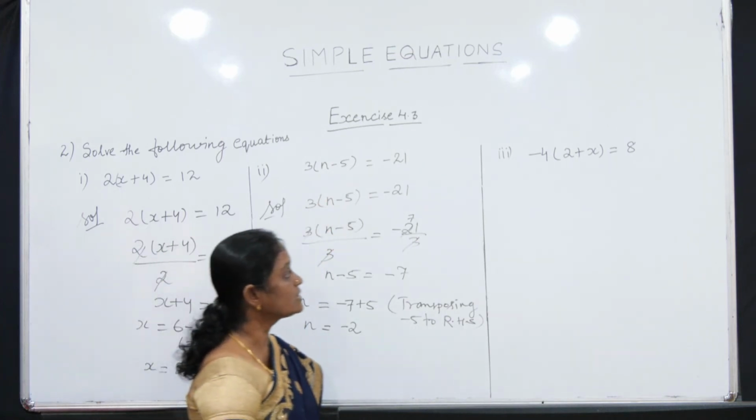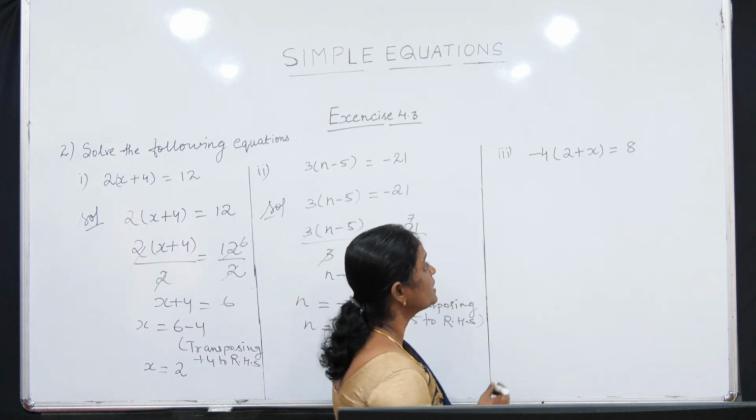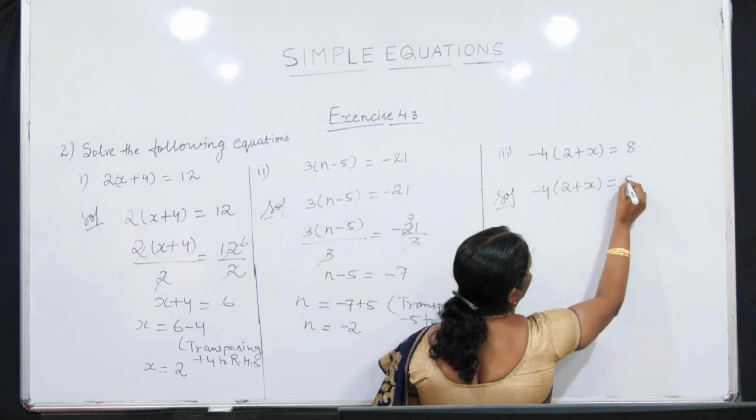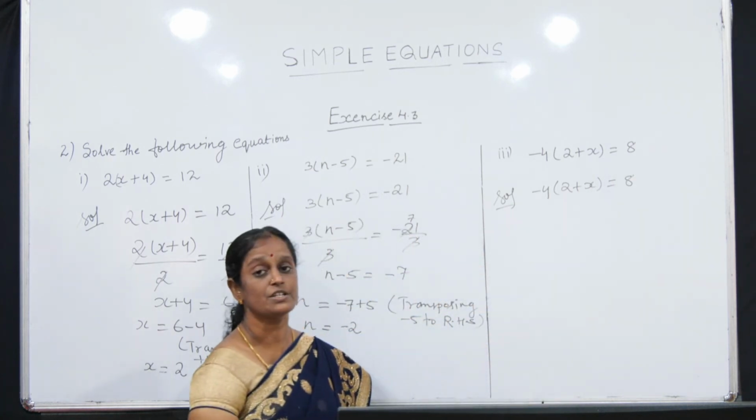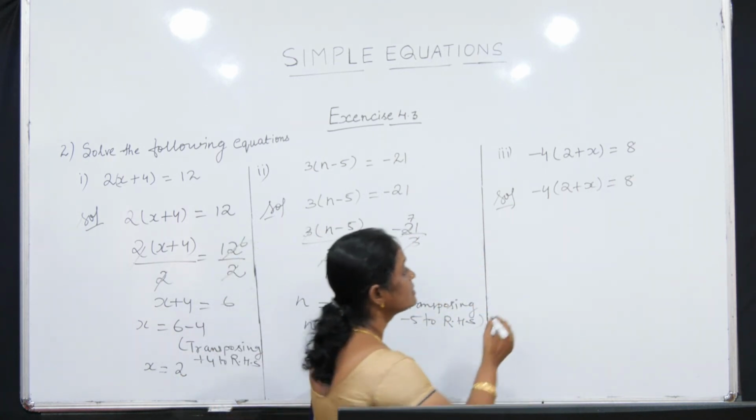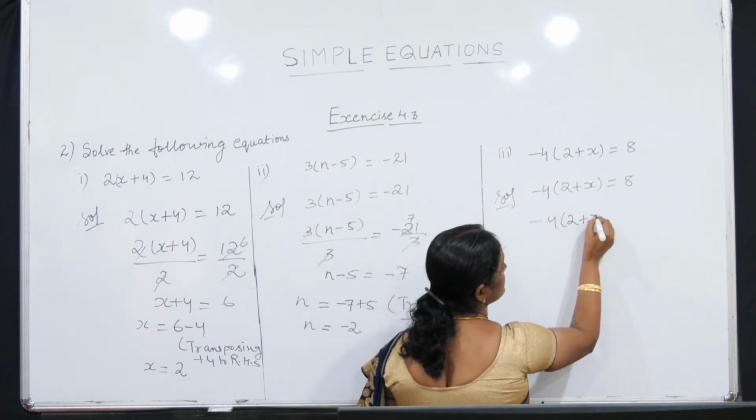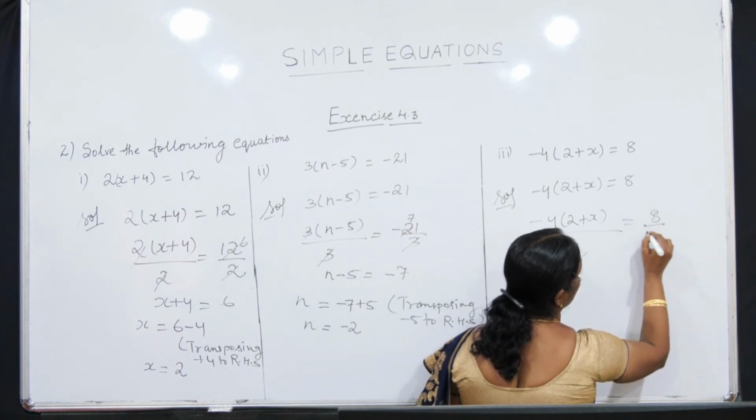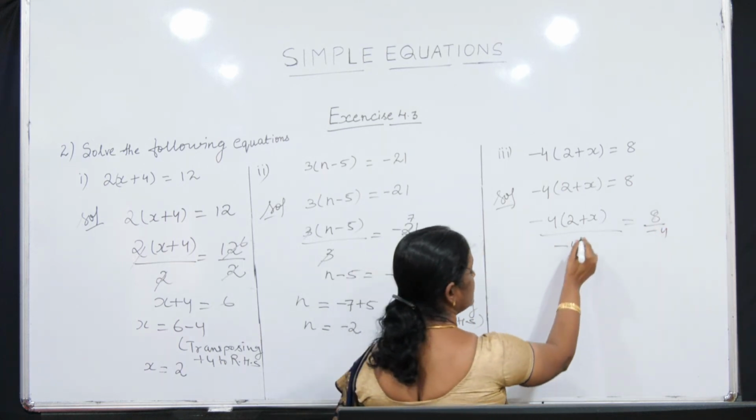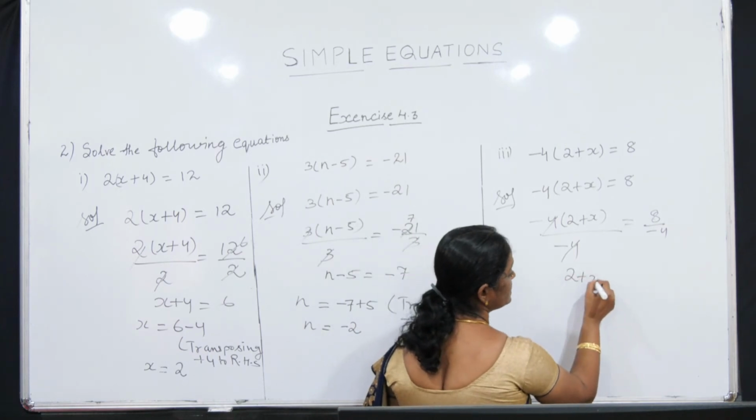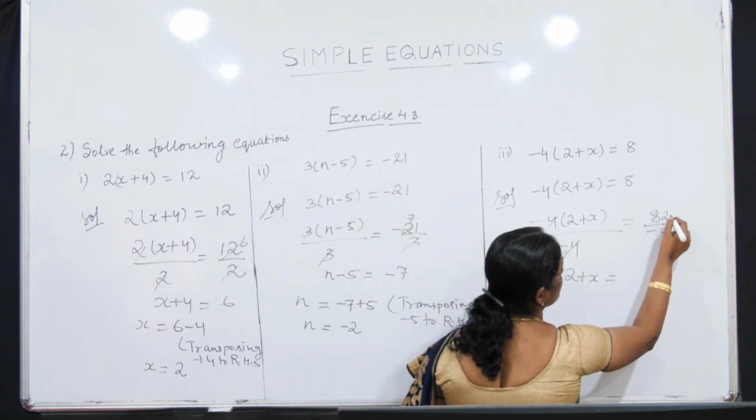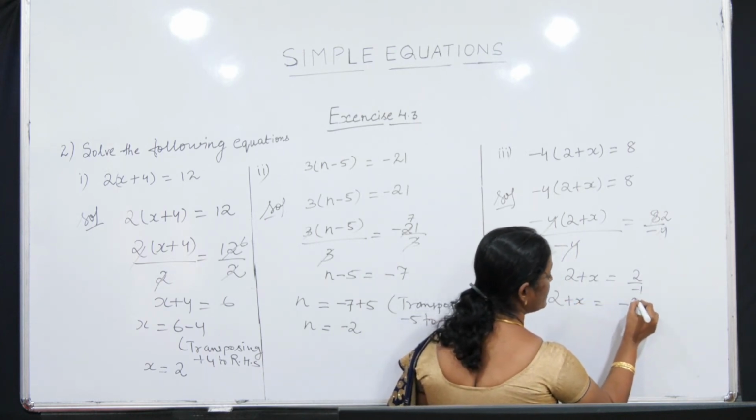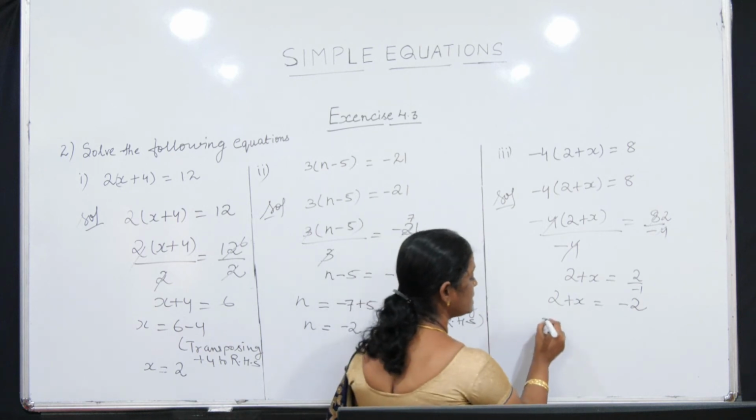equation. Now the next equation is minus 4 into 2 plus x is equal to 8. Here first we will divide both the sides of the equation by -4 to remove the brackets. So here -4 into 2 plus x divided by -4 is equal to 8 divided by -4. Here -4 will get cancelled. 2 plus x is equal to 4 twos are 8, 2 divided by -1. So 2 plus x is equal to -2. Now x is equal to -2.